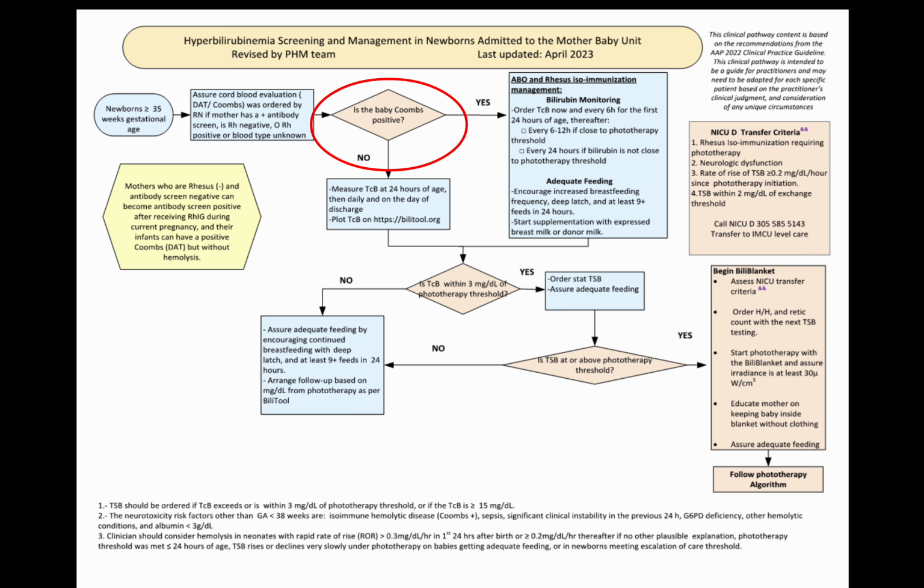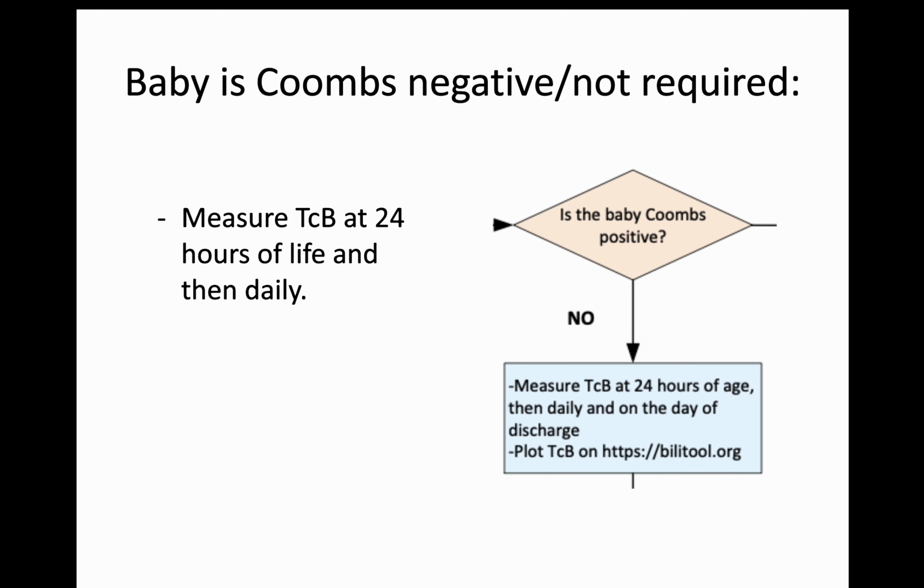So next we're going to talk about if the baby is Coombs positive, what do we do? If they're not Coombs positive, you just collect the TCB at 24 hours of life and then daily, and then the day of discharge. On the day of discharge, it is typically collected at 5 a.m., and that's just to facilitate discharge planning.